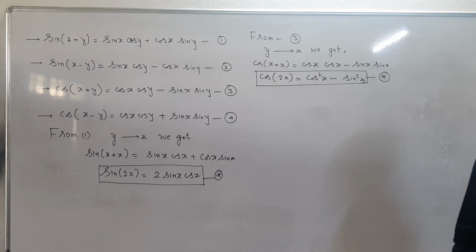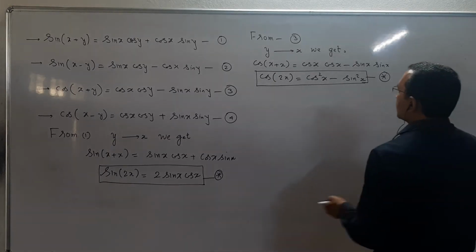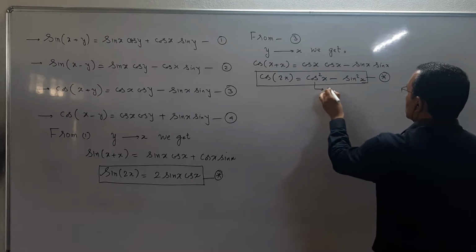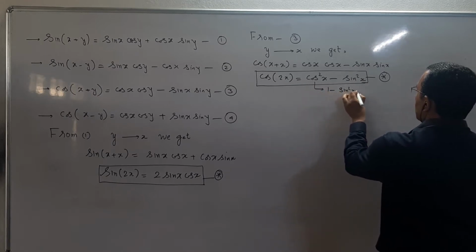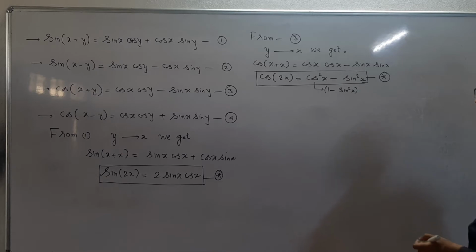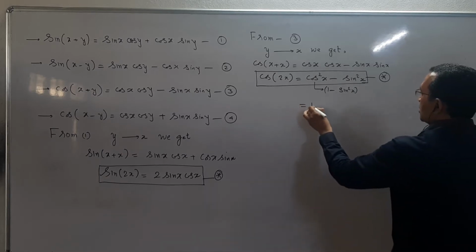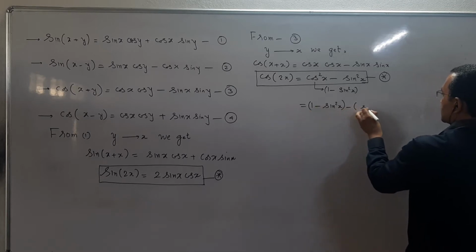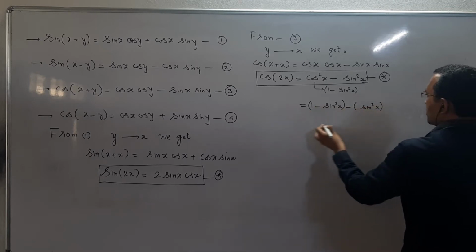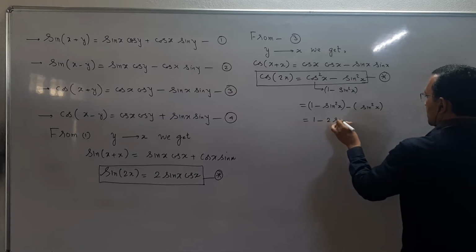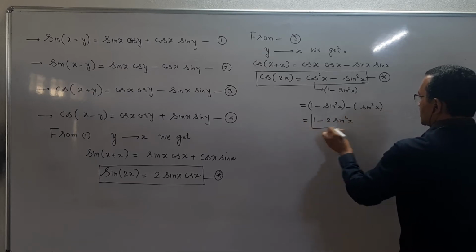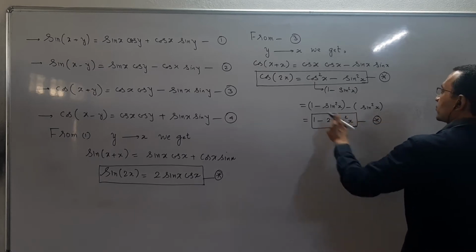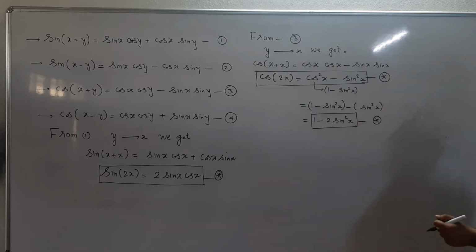Now students, in this same formula, I replace cos square x by 1 minus sin square x. Then this formula changes to 1 minus sin square x minus sin square x. So this becomes 1 minus twice sin square x. So this is again a new formula, a different form of the formula of cos 2x.